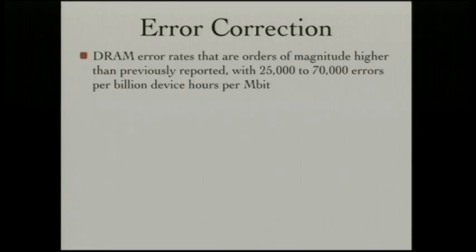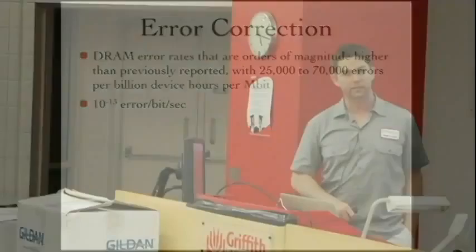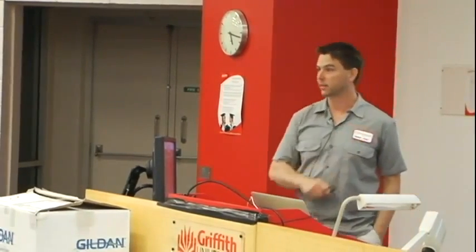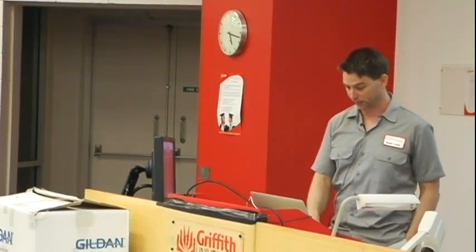There's a trade-off though, because quantum computers are incredibly sensitive to errors. This is from a paper that Google published, where they looked at the DRAM error rates in their clusters, and they found something like 25 to 70,000 errors per billion device hours per megabit. If you work that out, it's something like 10 to the minus 13 errors per bit per second. So that's pretty slow, the error rate. That's telling you that classical memories are incredibly well engineered. Each bit fails with a mean time between failure of 10 to the 13 seconds.